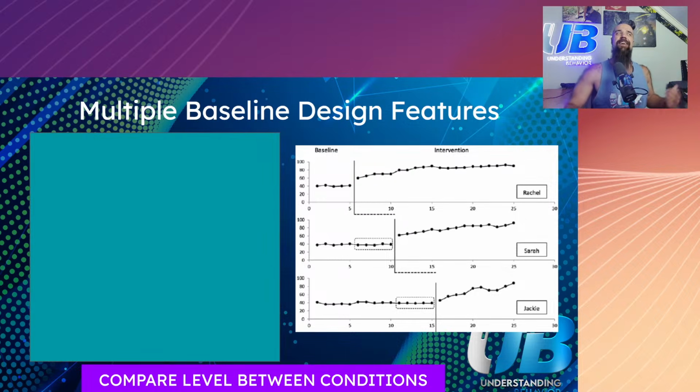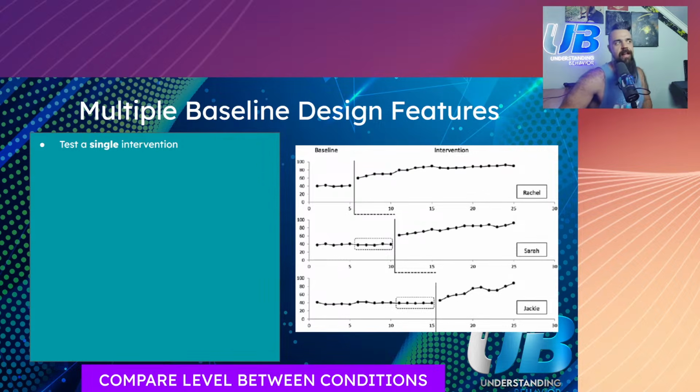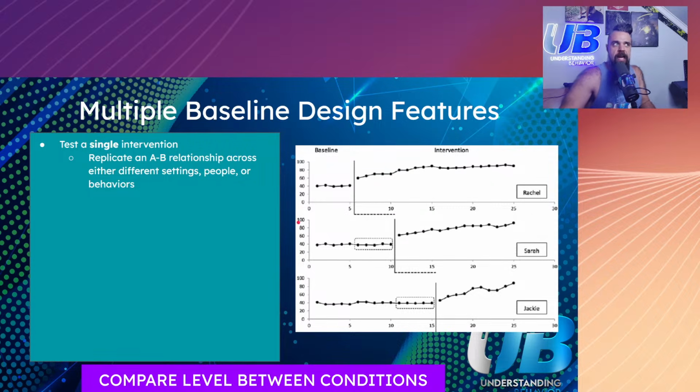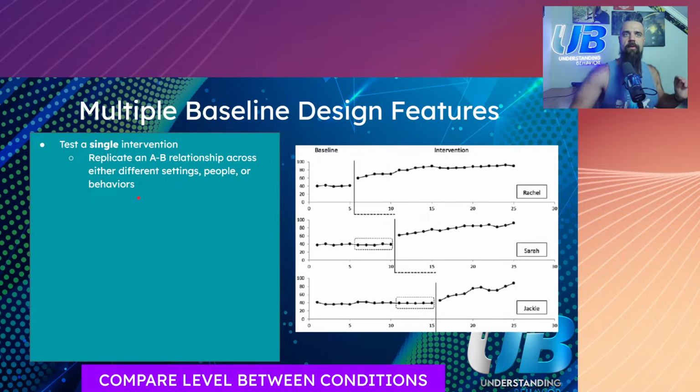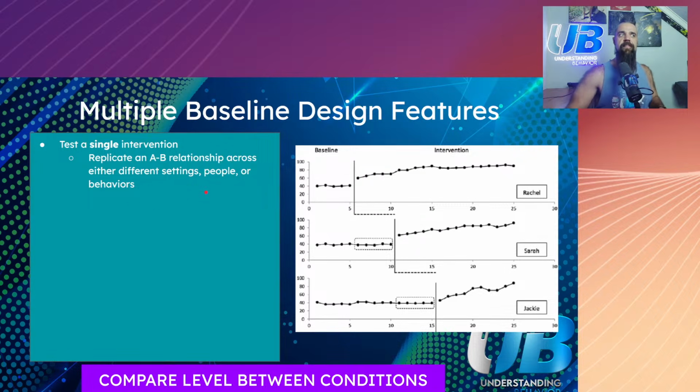All right, let's talk about multiple baseline designs. In a multiple baseline design, we test out a single intervention. The way that we show experimental control with this design is we replicate an A-B relationship across either different settings, people, or behaviors. A lot of people are able to label these settings, people, or behaviors, but what would be the technical term in regards to our different kinds of variables? What would be these different settings, people, or behaviors? Let's see that in chat.